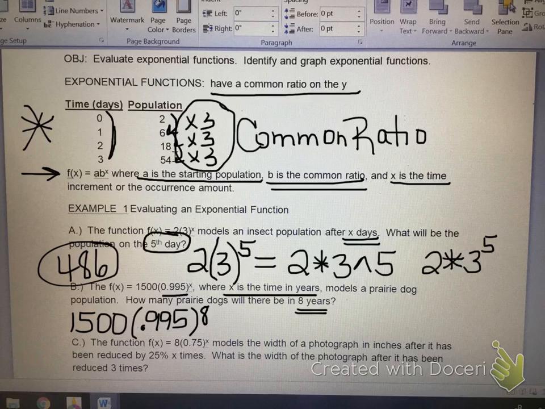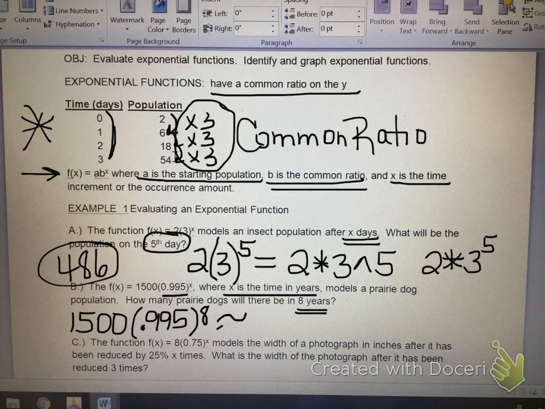So here's where you're going to grab your calculator, plug in 1,500 times 0.995 raised to the 8th power, and you're going to see that you're going to get a decimal. Now you cannot have 0.039565 of a prairie dog. That's impossible. You either have a prairie dog or you don't.